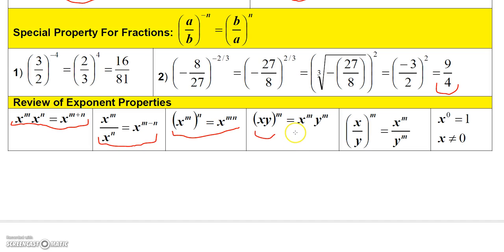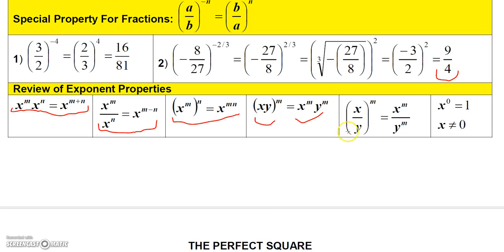xy to the m is the same as x to the m y to the m. x over y to the m is x to the m over y to the m. And always remember, anything raised to the 0 power is 1 as long as the base isn't 0.